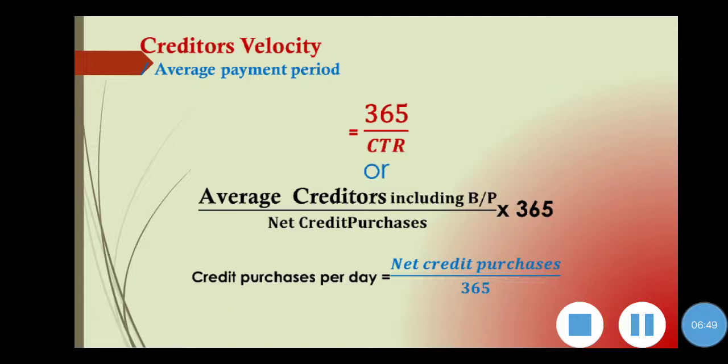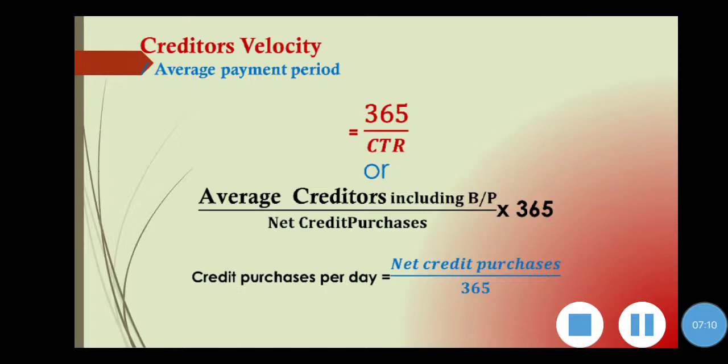If you want to make a payment, you have to pay it on the last day. So if the suppliers are offering you 50 days, the company should take full advantage of those 50 days. Before 50 days, the company should not go for making the payment. Right?